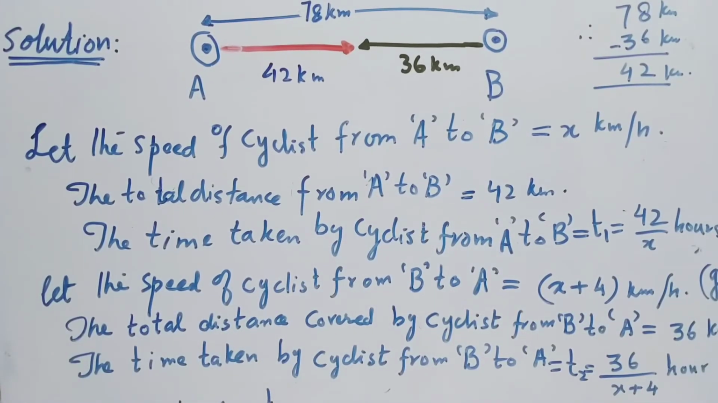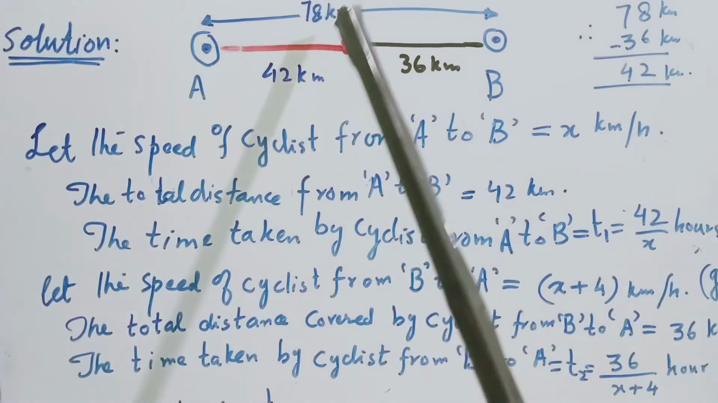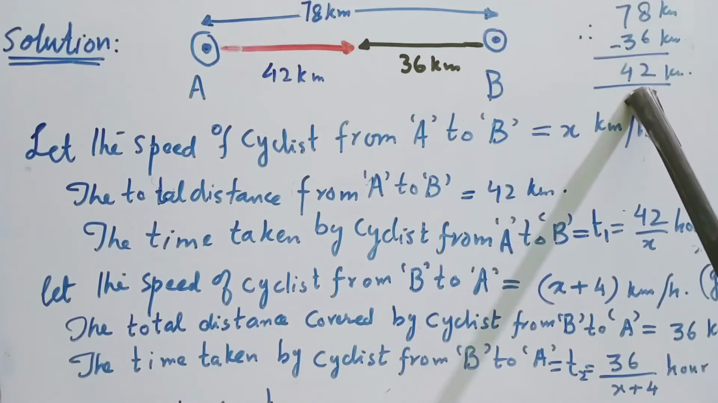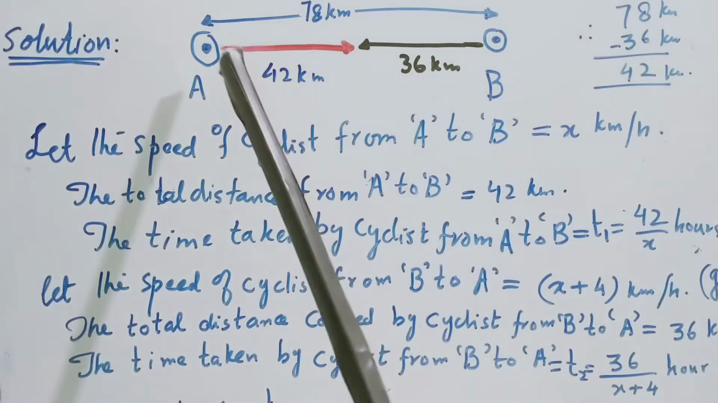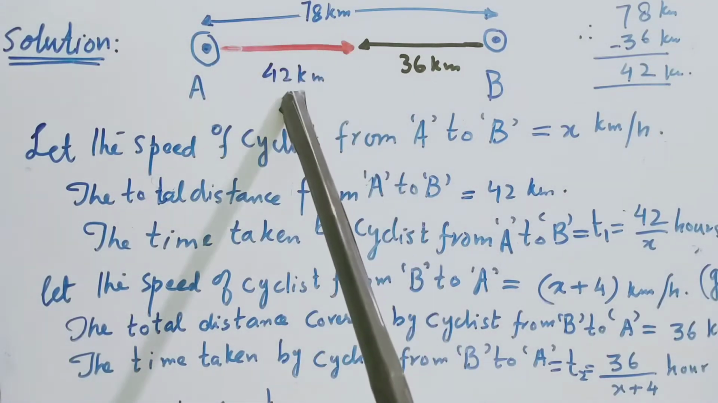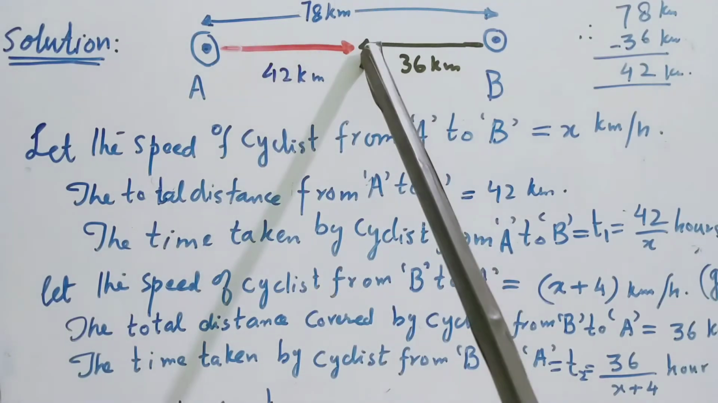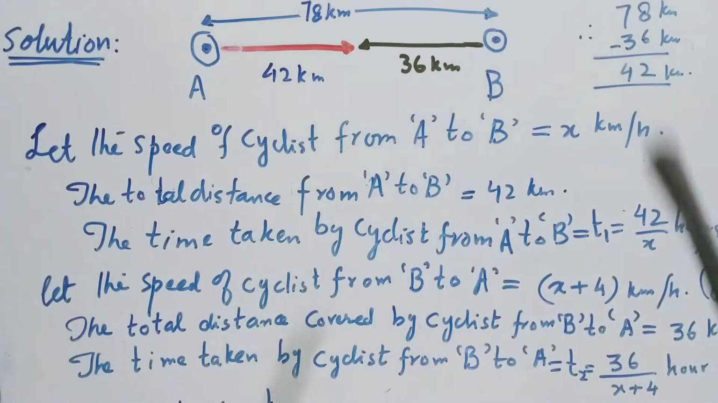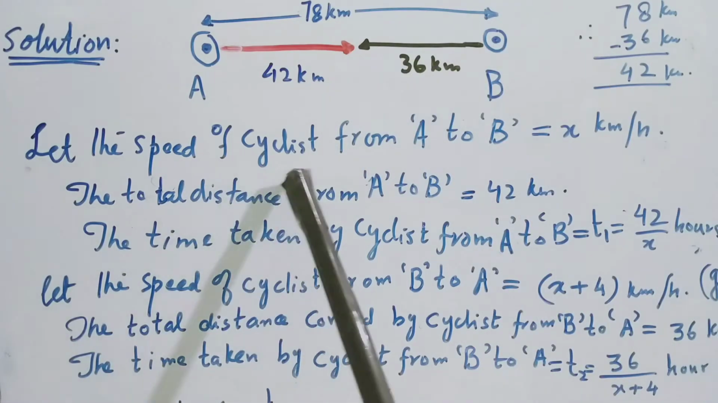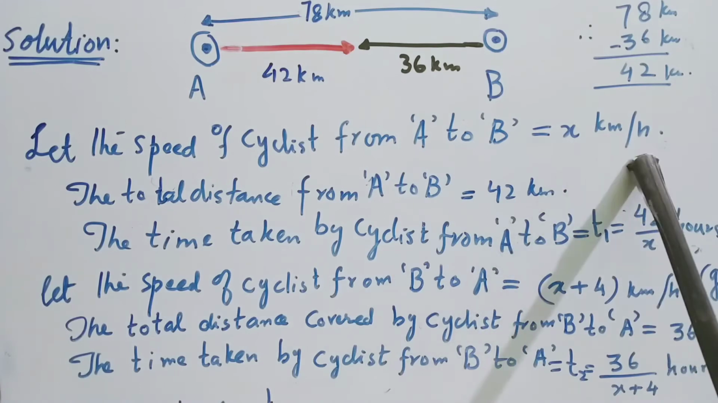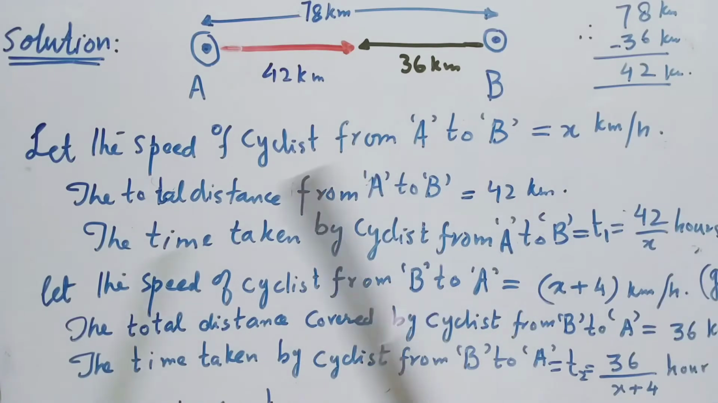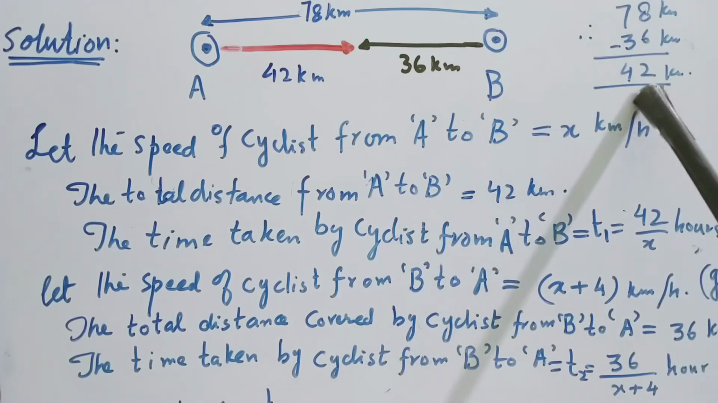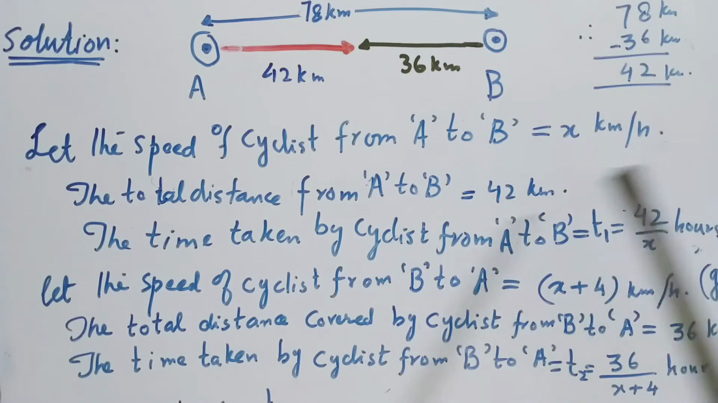Let's see, if we subtract 36 kilometer from 78 kilometer, then we get the value 42. So the distance from A to the place of the encounter is 42, and from B it is 36. It is given over here. Let the speed of the cyclist from A to B be x kilometer per hour. The total distance covered from A is 42, that is 78 minus 36 is equal to 42. We can easily find it out.